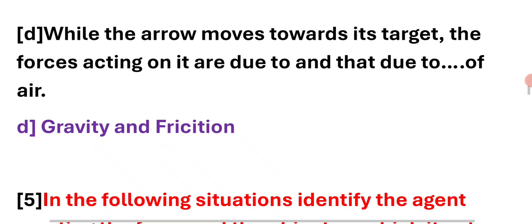While the arrow moves towards its target, the forces acting on it are due to dash and that due to dash of air. Gravity and friction of the air.